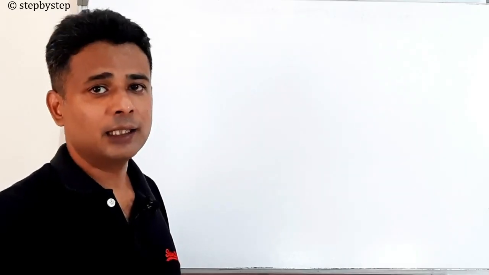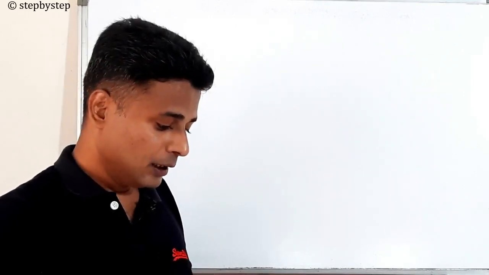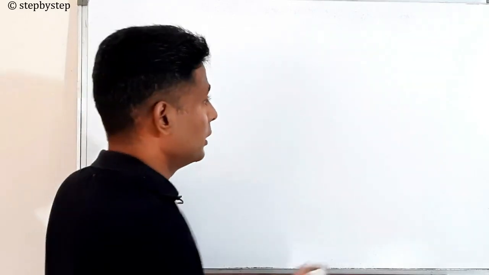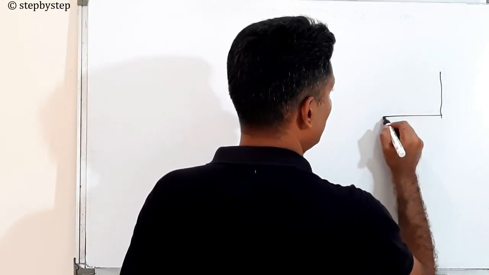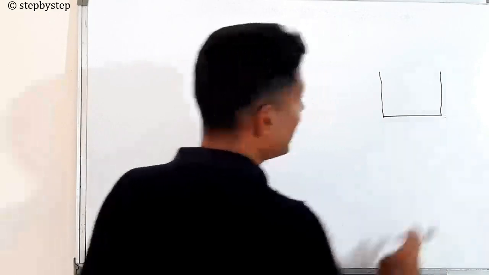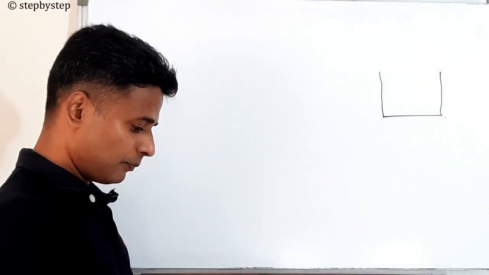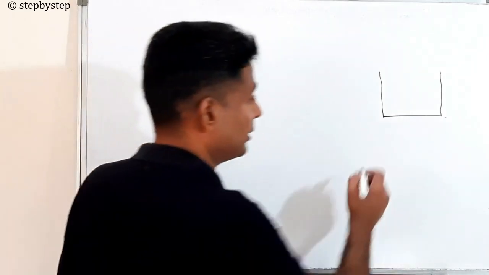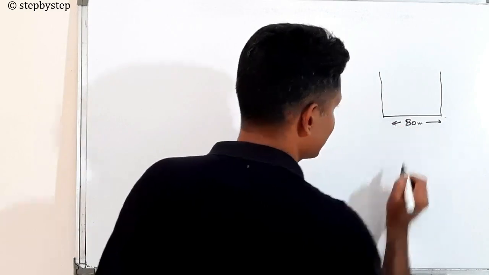The 10th question, guys. Two poles of equal heights are standing opposite each other on either side of a road. So let this be the road width. One pole is on one side of the road, other pole is on other side of the road, and they are of equal heights. Alright. Which is 80 meter wide. The road is 80 meter wide. So this is 80 meters. Alright.